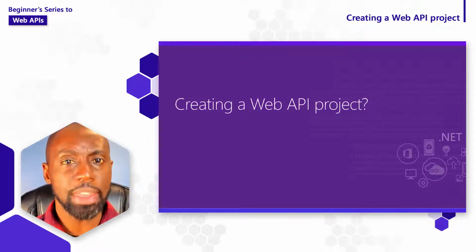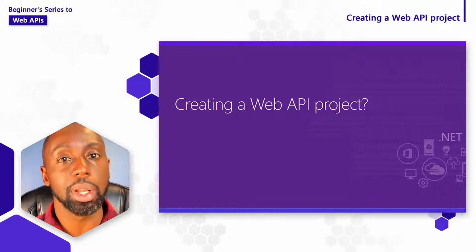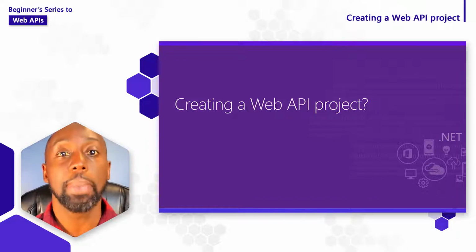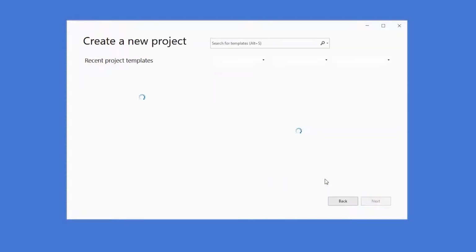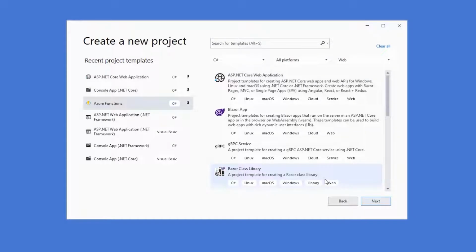Well, in this video, I think it's about time we take a step forward and see what it actually feels like to build a web API using Visual Studio. I've gone ahead and opened up Visual Studio 2019. The first thing that we'll do is select Create a New Project. That should open up the New Project dialog box.